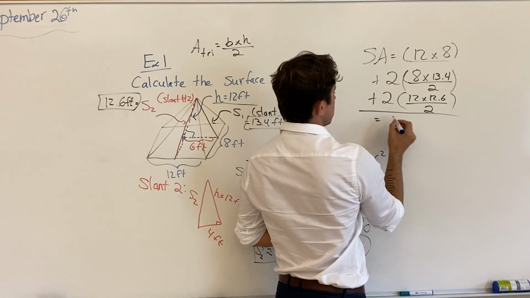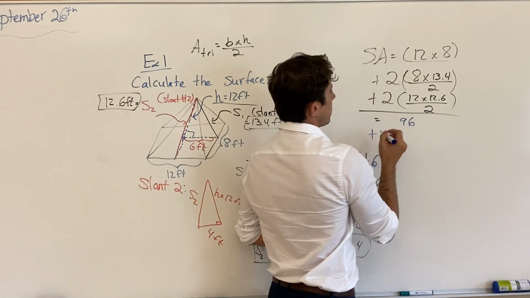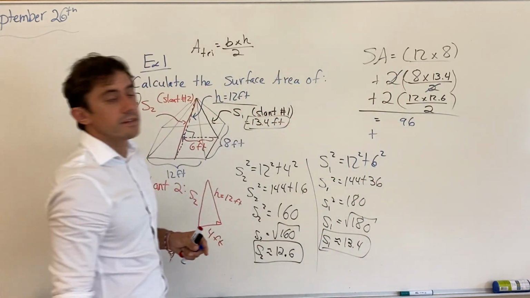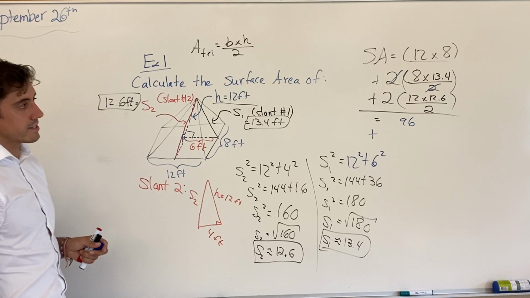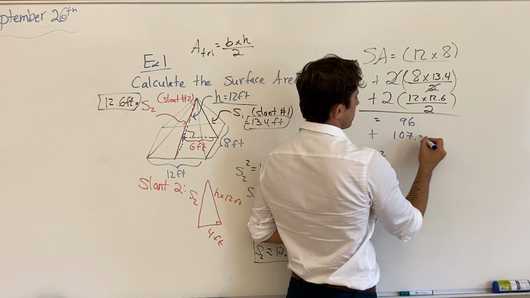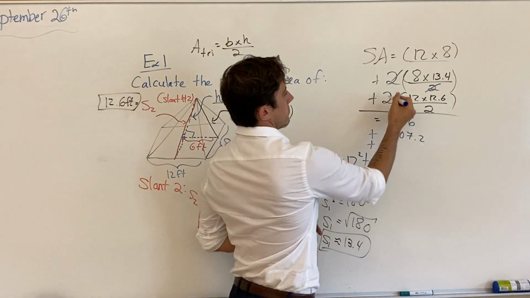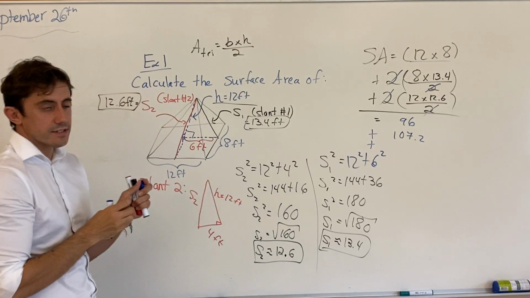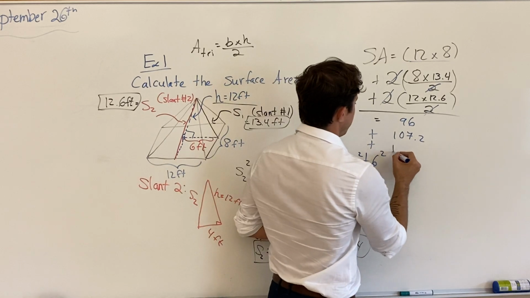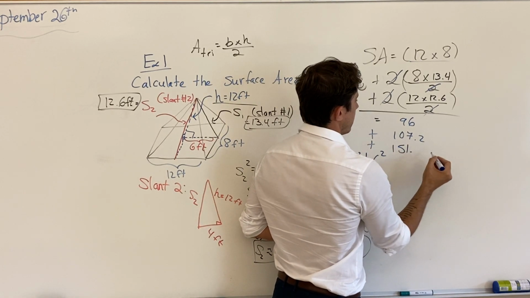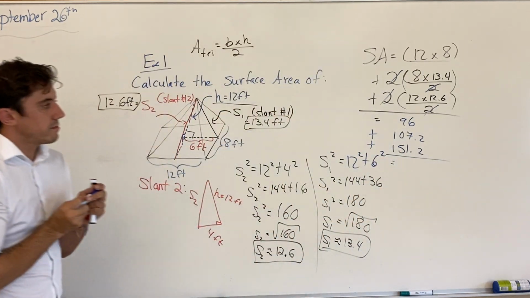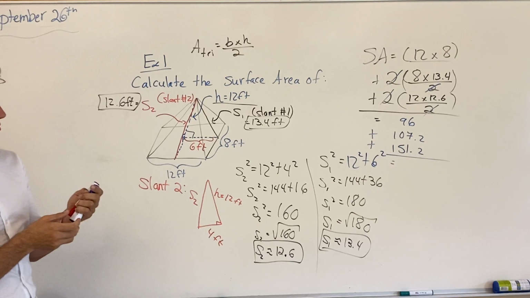12 times 8 gives us 96. Plus, here we have 2 times something divided by 2. And so clearly the 2's are going to cancel out nicely. This is going to give us 107.2. And then, once again, the 2's cancel out nicely. And so we have 12 times 12.6, which is 151.2, I believe. And now let's add those together to get our total surface area.